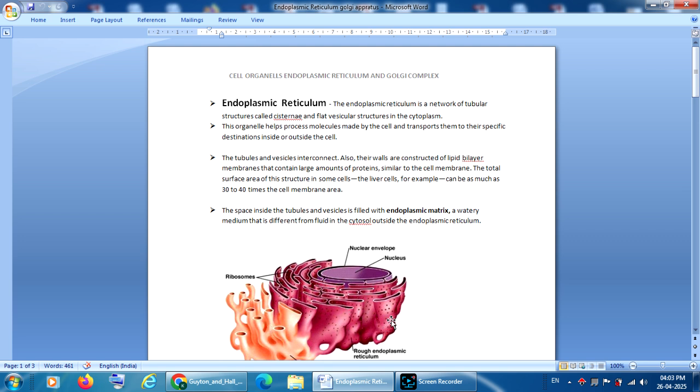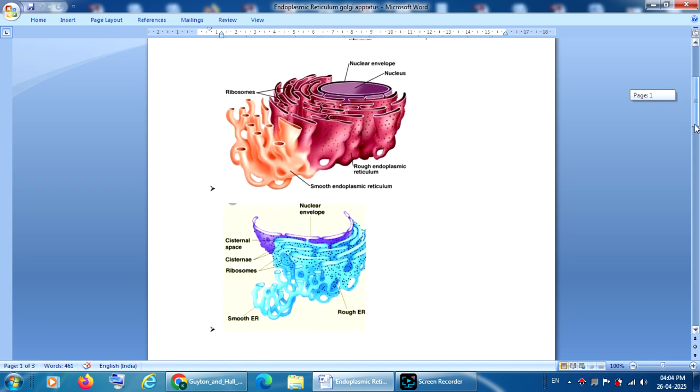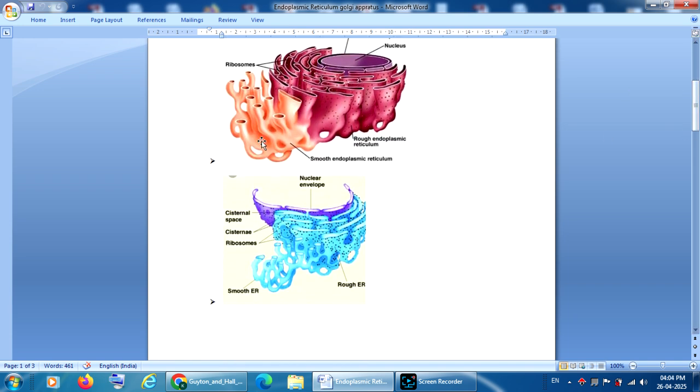Granular is due to the presence of small granular bodies called ribosomes, which contain RNA and help in synthesis of protein molecules in the cell. Understand? And this smooth endoplasmic reticulum is helpful for the synthesis of lipid substances in the cell and some other reticular enzymes.